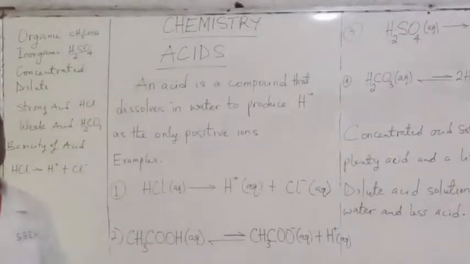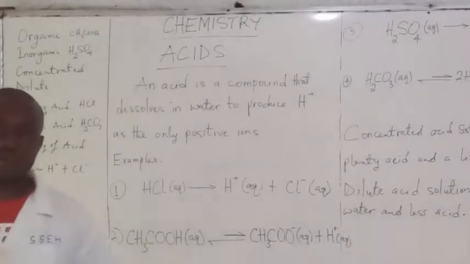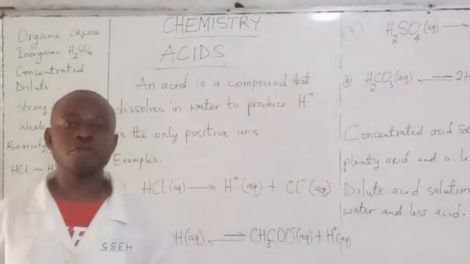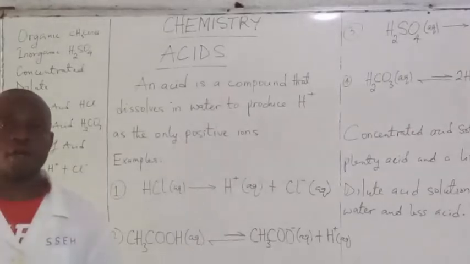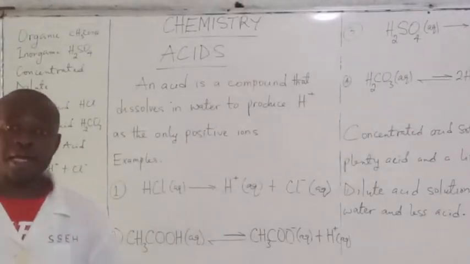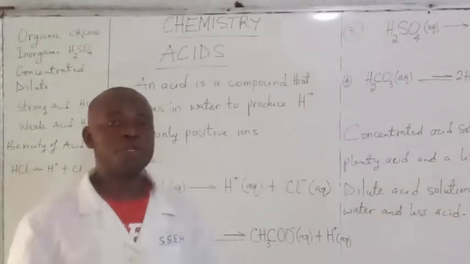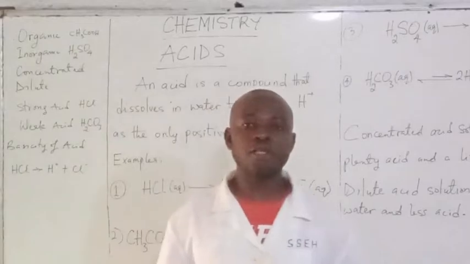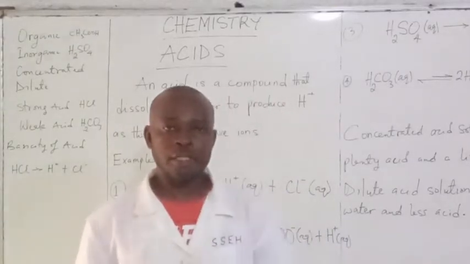Acids. What is an acid? An acid is a substance which dissolves in water to produce hydrogen cation as the only positive ion. An acid is a chemical compound which dissolves in water to produce hydrogen cation as the only positive ion. An example is on the board.